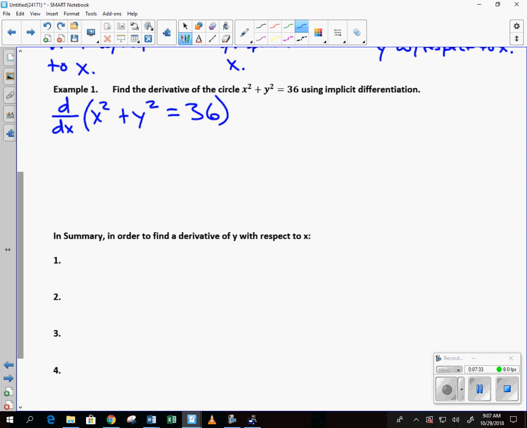Differentiation tells me I could take the derivative of each term. So I take the derivative with respect to x of x squared plus the derivative with respect to x of y squared equals the derivative with respect to x of 36.